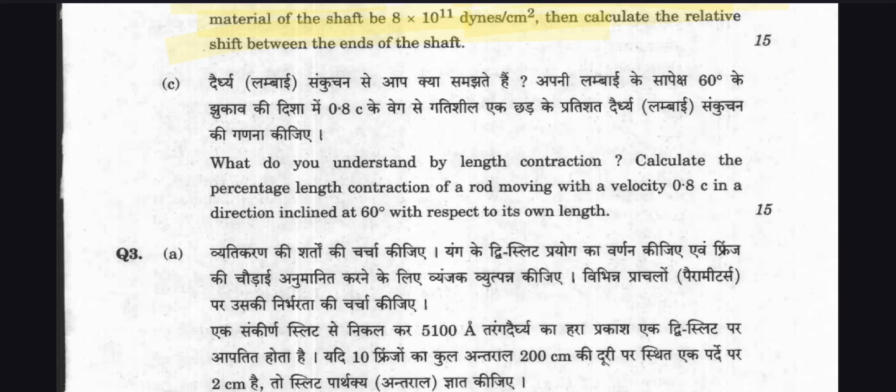And question number C is, what do you understand by length contraction? Calculate the percentage length contraction of a rod moving with velocity 0.8 c in a direction inclined at 60 degrees with respect to its own length.